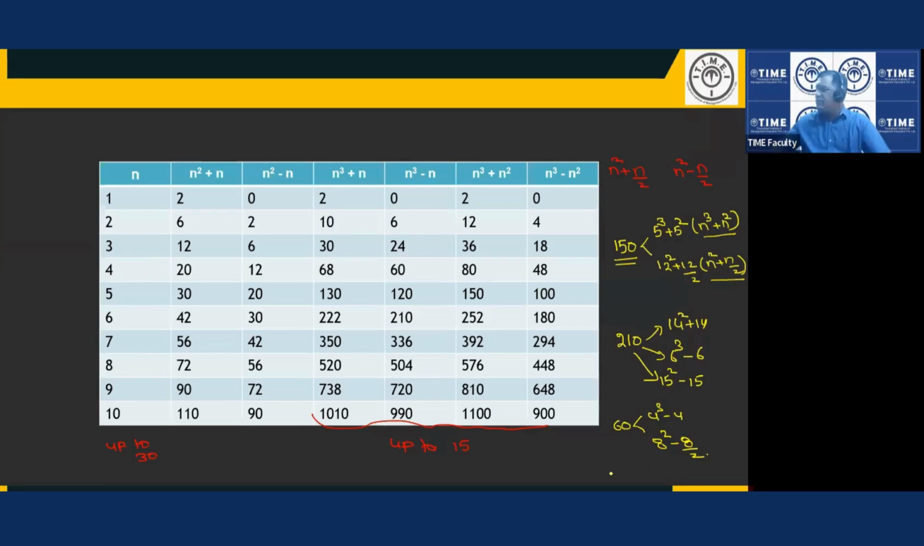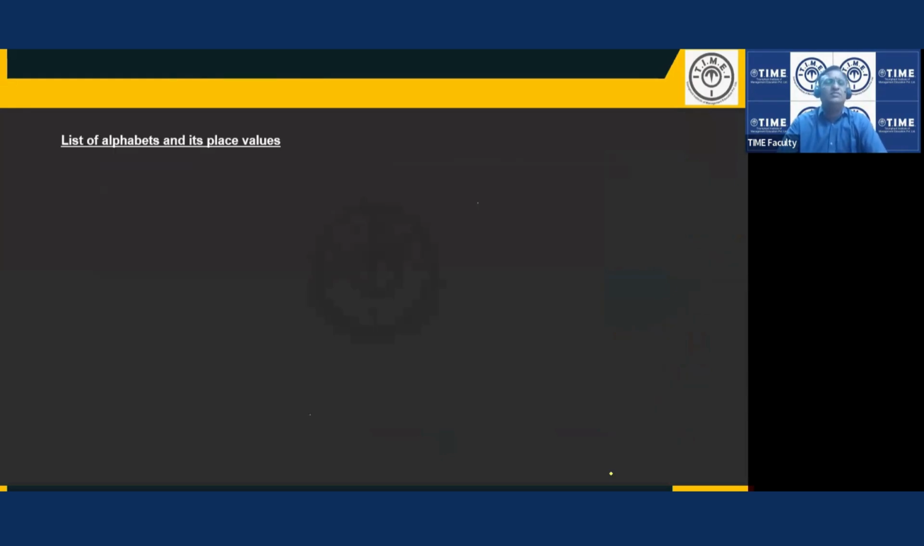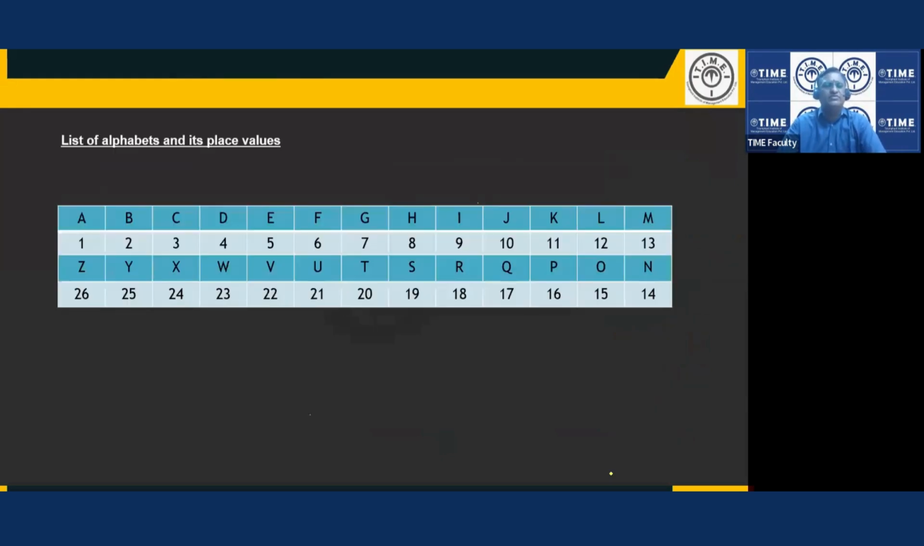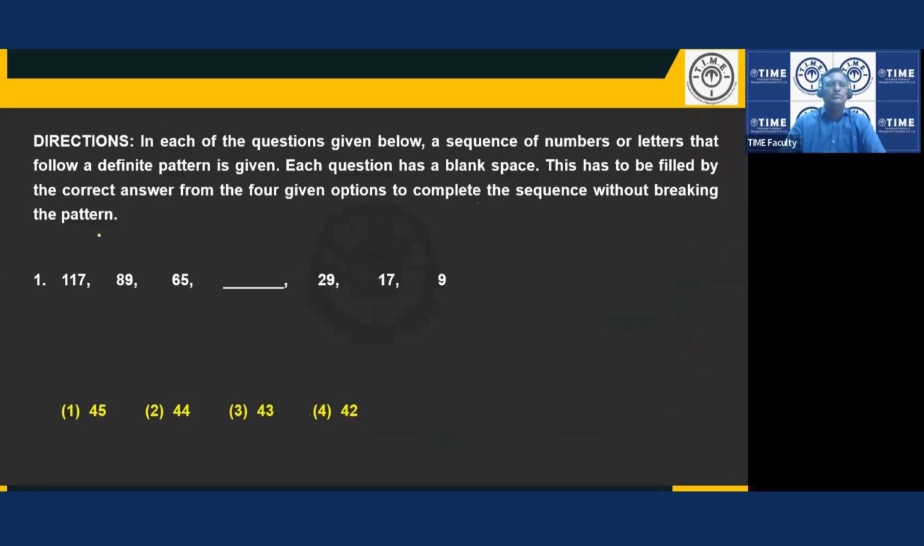Those help us crack the question within a few seconds. If you identify them within a few seconds, we can complete this easily. Next, here is a list of alphabets and their place values, A to Z, 1 to 13 and 14 to 26 in reverse, is given. Now the questions we are discussing here.